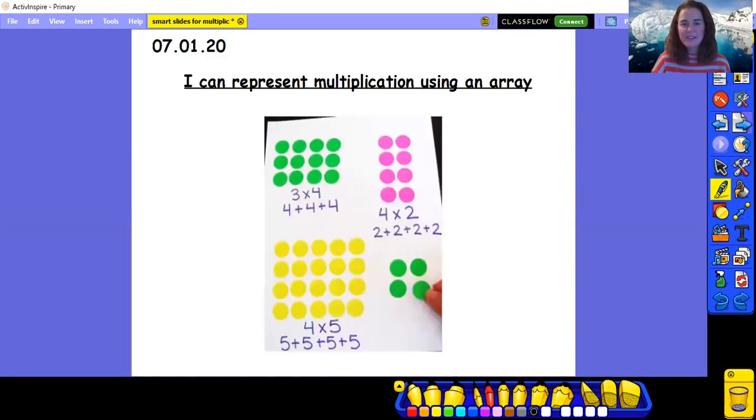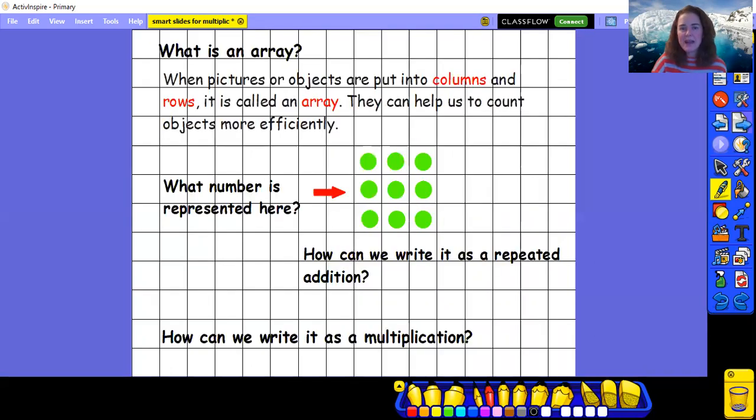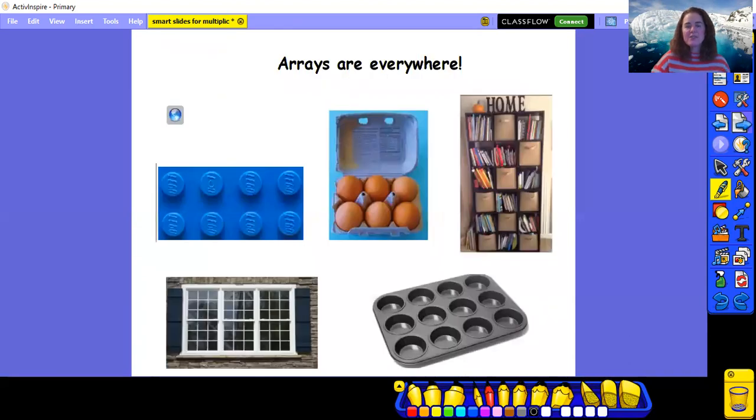Okay, so as I said, we are looking at what we call arrays. Now, if you go on to Padlet, there is a little video about using arrays and seeing arrays in everyday life, because arrays are actually everywhere you look. If I show you this page, there's some pictures of arrays here. We've got a Lego block, an egg box, some window panes, a muffin tin, and a stack of shelves. So arrays really are everywhere.